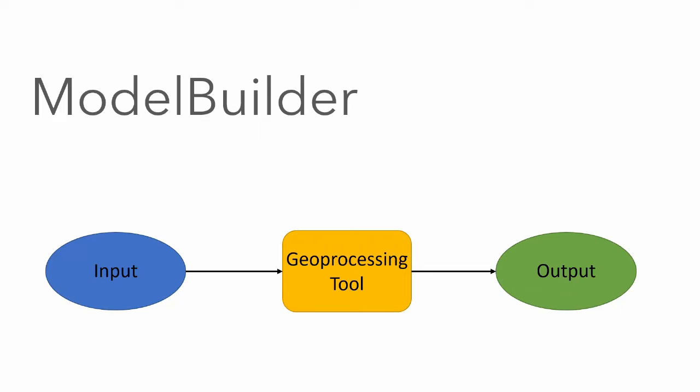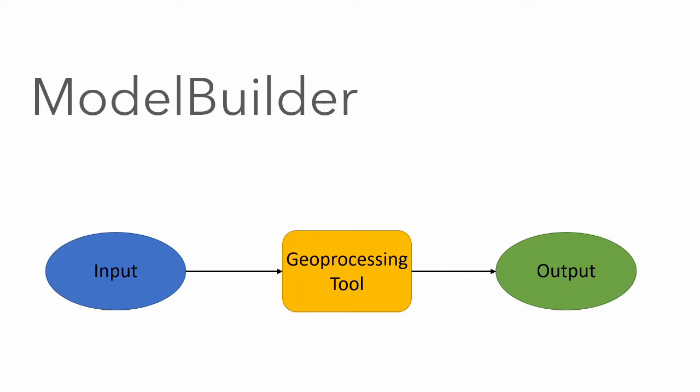The visual scripting environment we utilize is ModelBuilder. The input elements are shown in blue ovals. These can be layers, data tables, rasters, features. Then the geoprocessing tools are shown in the yellow squares. These tools are the basic building blocks of your models. Common geoprocessing tools include select, buffer, clip, and intersect.